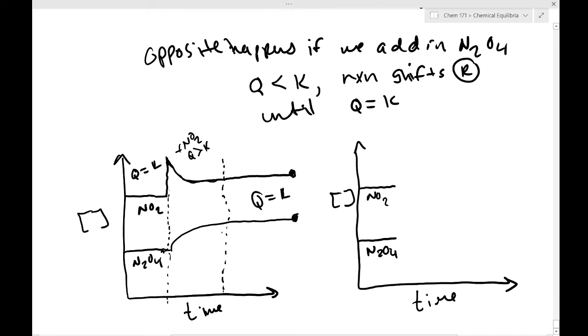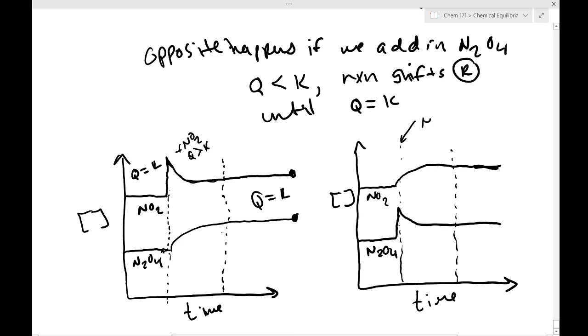Okay, but in this case, we're adding N2O4 at this point. So we're going to spike the N2O4 concentration. Something like that. Okay, so we're going to spike the N2O4 concentration, and because of this, we're going to start slowly creating NO2. So in the end, we have some equilibrium of the system.